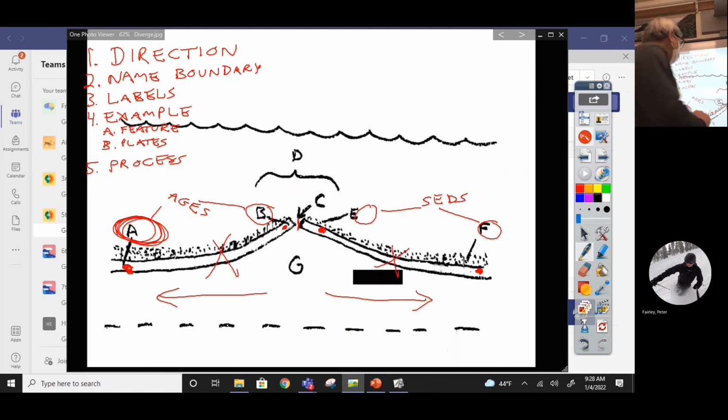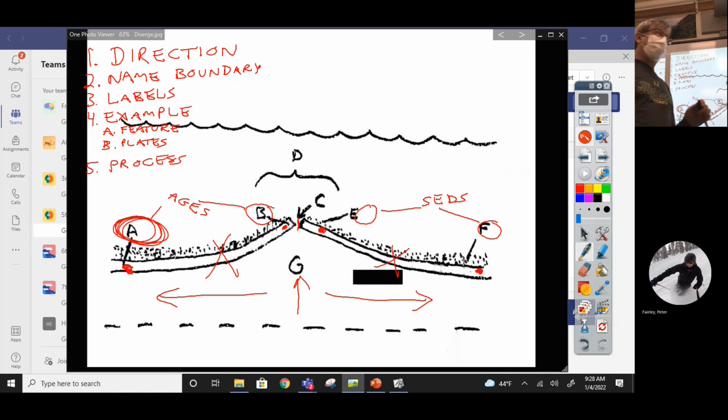Letter G, what's happening right here? Magma is rising up, and it actually lifts up the edges of the plates to make that mid-ocean ridge. Magma rising for letter G. Or you could say rising convection current would also be a good answer there. Are we good with all the labels?